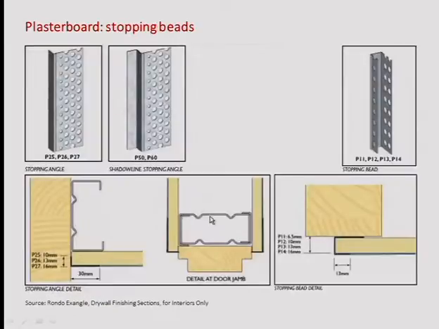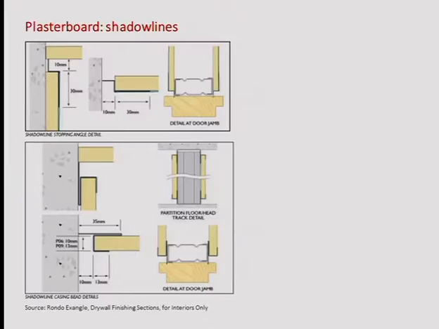What happens when you've got a connection between plasterboard and a door jamb? Again, there are two possibilities. First, you can use this element here that fixes it close to the door jamb, or you can also use a P50 or P60. In this case, you want to express that there are two elements placed beside, and therefore you see you've got a shadow line.